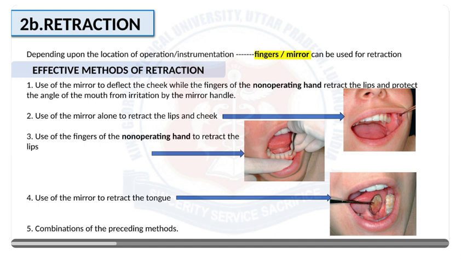Effective retraction techniques vary based on the procedure's location. A mirror can deflect the cheek while fingers retract lips, protecting the mouth's angle. Alternatively, the mirror alone or fingers can retract lips and cheeks. Mirrors can also retract the tongue. Often, a combination of these methods ensures optimal retraction and visibility.